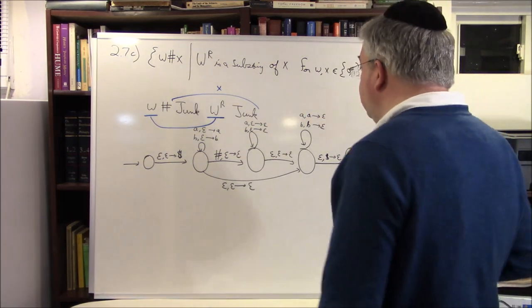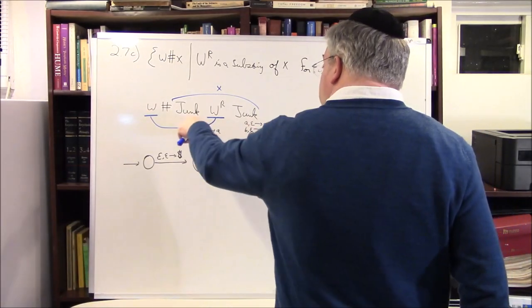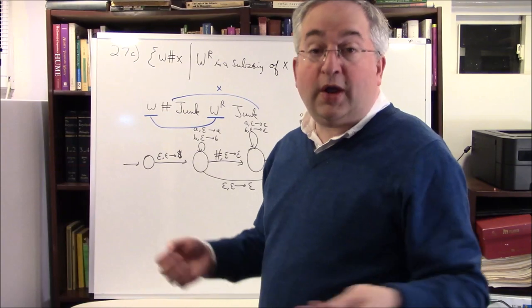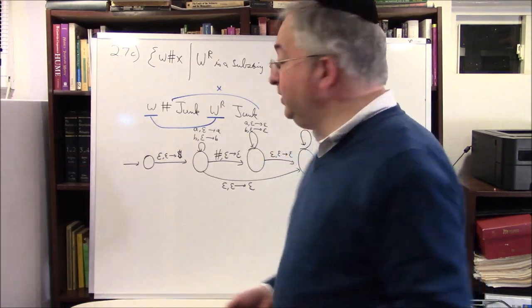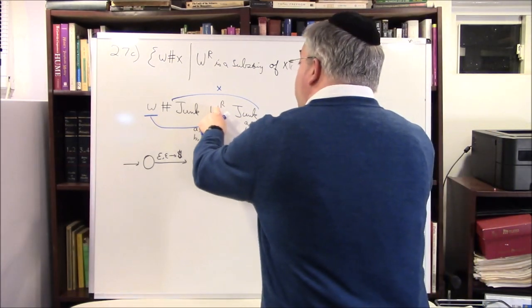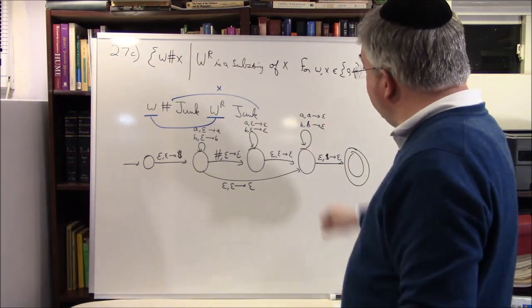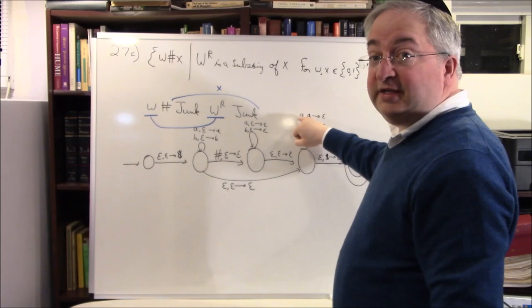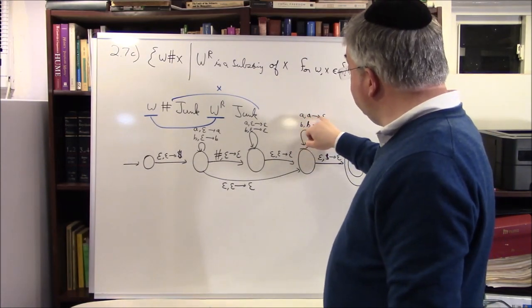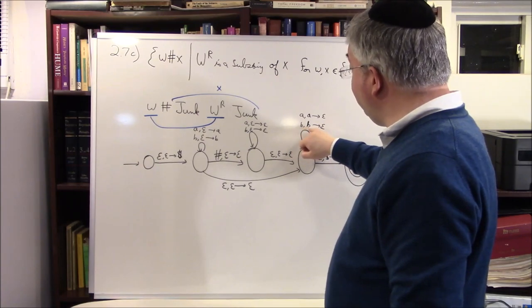Okay, that's nice. When you finish reading the junk, and how do you know that you finished reading the junk? You don't. You try all possibilities. Non-determinism. When you finish reading the junk, then you come here. Now you're reading the word in reverse. So look what it says. If I'm reading an A, and I have an A on top of my stack, pop it. Don't push anything down. If I have a B, then I have a B on top of my stack.